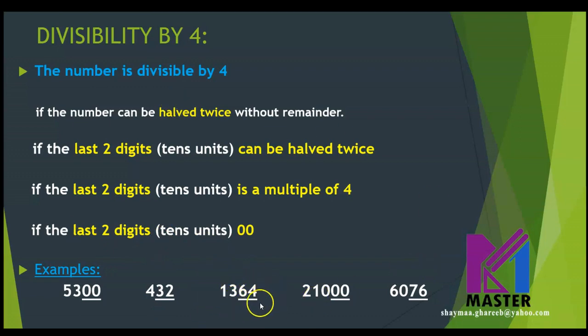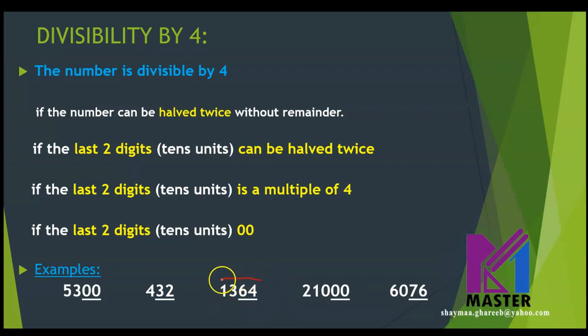1364. 64 is a multiple of 4, or we can half the 64 twice. The first half of the 64 is 32. Can you half the 32 one more time? Yes, of course. So the number 1364 is divisible by 4.